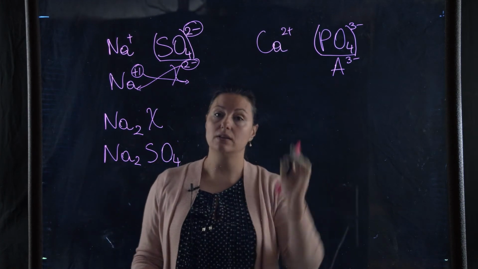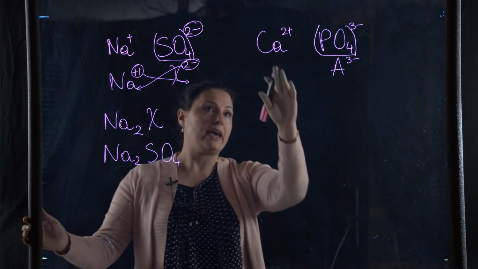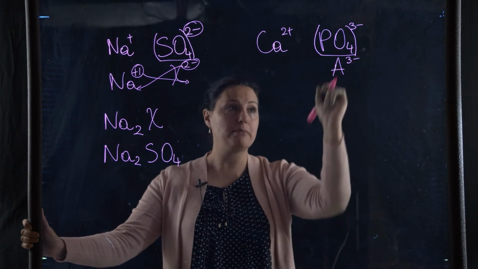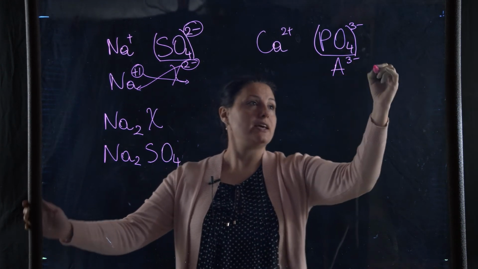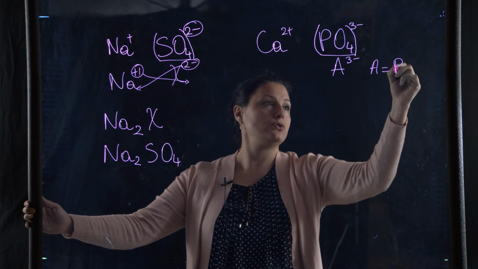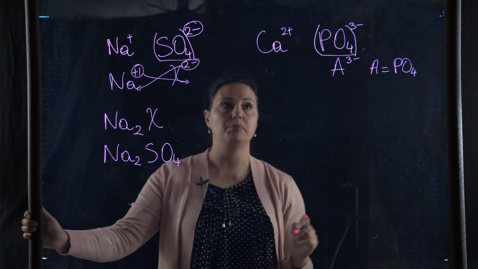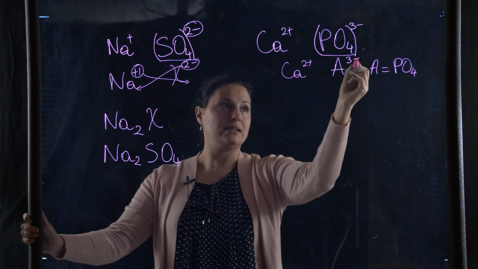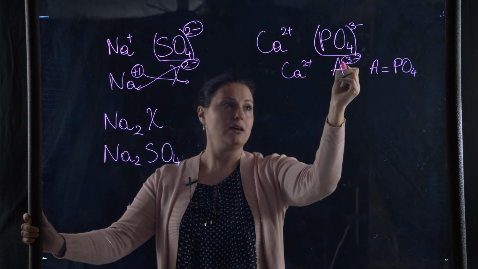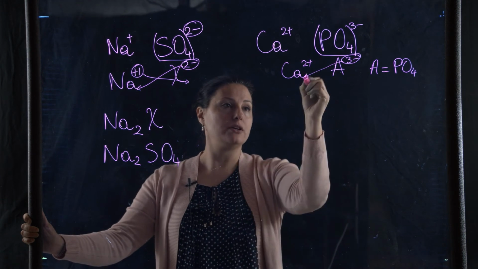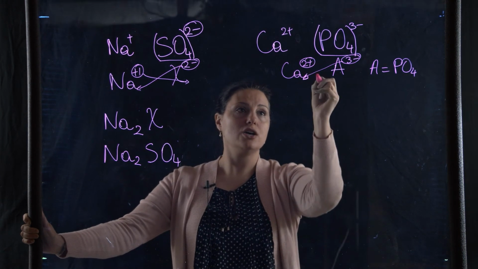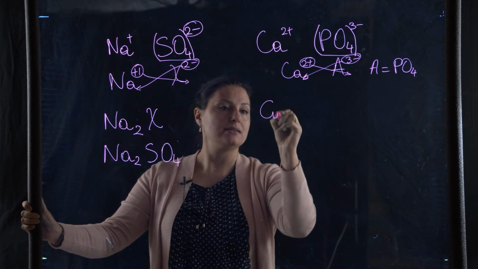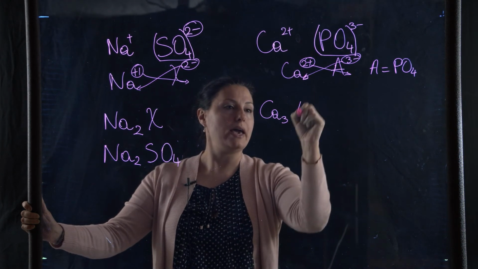Okay, so let's look at this one. It's a little more difficult. So I have calcium, which is a 2+ ion, and I have the phosphate polyatomic ion, which is a 3-. And I have taken A and substituted the PO4 with it. So A is equal to PO4. Now once again, I have calcium 2+ and A 3-. I can take the charge of 3 for A and bring it down as a subscript down here. For calcium, I can take the charge of calcium and bring it down here as a subscript for A. So calcium 3, A2.